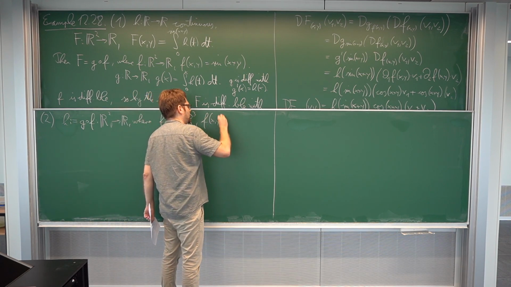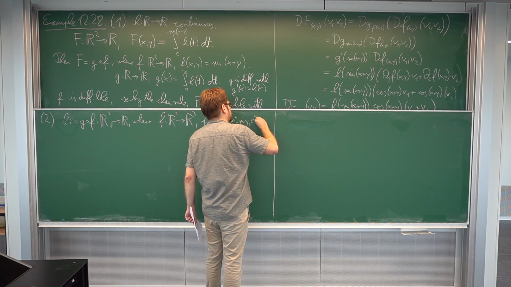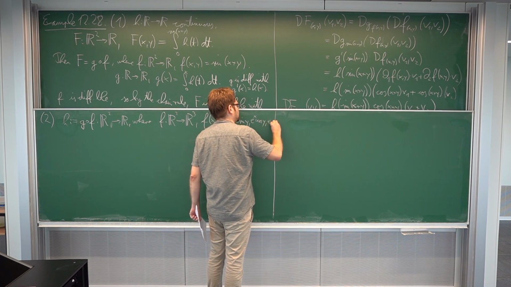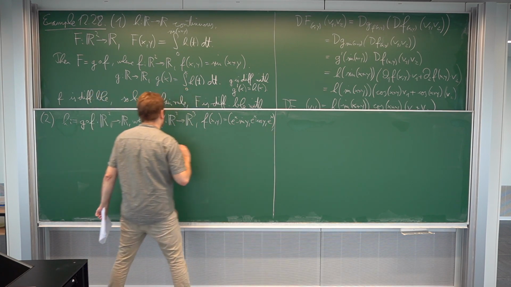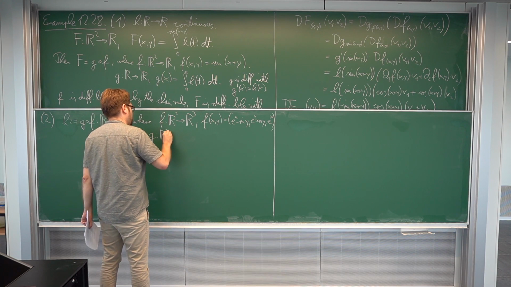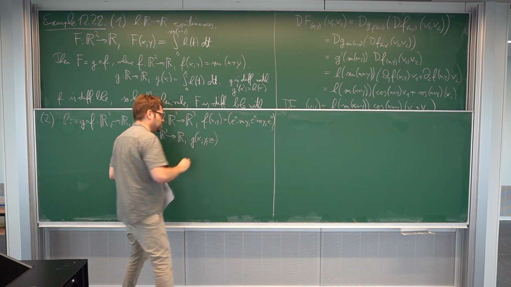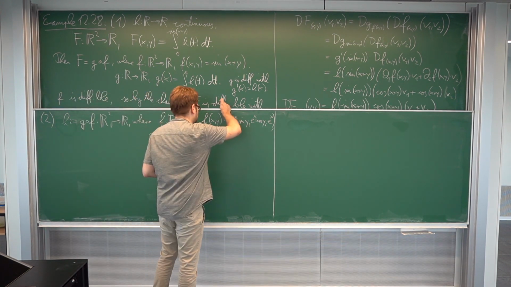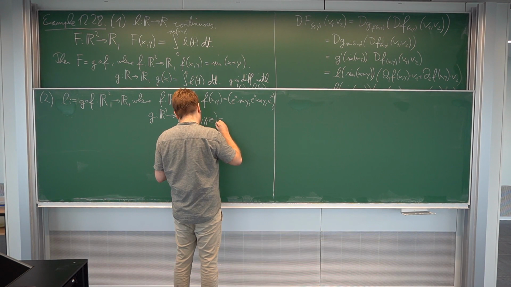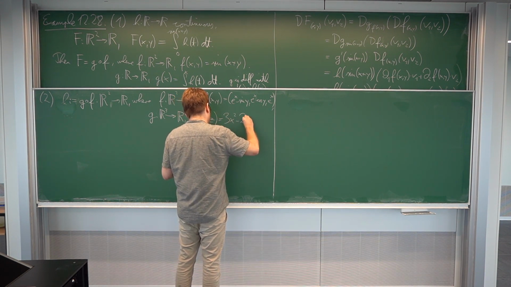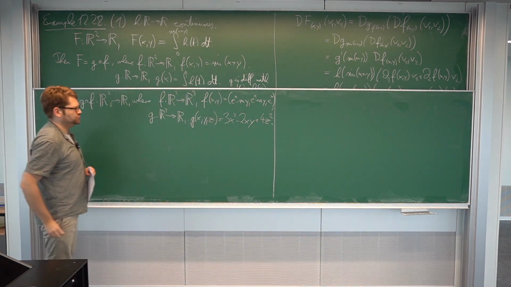F of x, y is e to the x sine y, e to the x cosine y, and simply e to the x in the third component. So from R2 to R3, and g goes from R3 to R. This is just a polynomial, so this time we have three variables, and I will now call them x, y, z. This is usually simpler to memorize than x1, x2, x3, but you can do this any way you want. So this is then 3x squared minus 2xy plus 4z squared, some polynomial in degree 2.